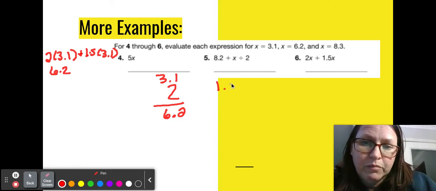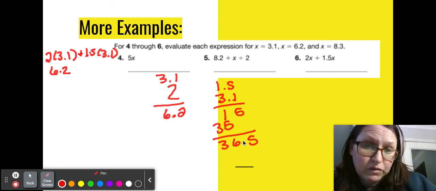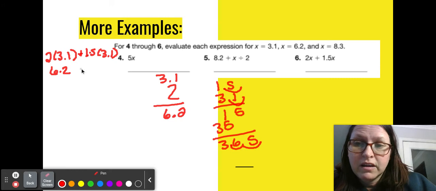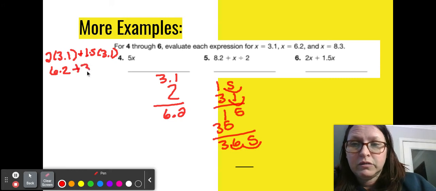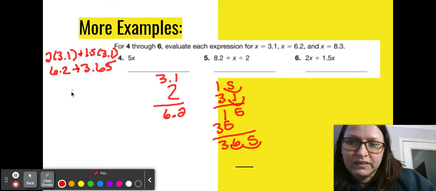Now I've got to do 1.5 times 3.1. 5 times 1 is 5. 1 times 1 is 1. 5 times 3 is 15. 3 times 1 is 3. Now 5 plus nothing is 5. 5 plus 1 is 6. 3 plus nothing is 3. I've got 1, 2 decimal places, so I have to come over 1, 2 decimal places. So it is 3.65. Now I have to add it.